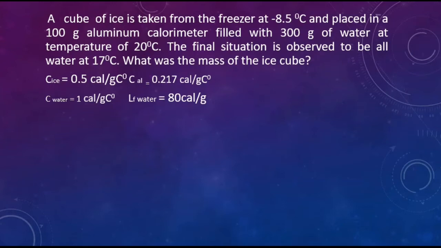Okay, let's have the next item. For the next item, it's stated as this one. A cube of ice is taken from the freezer at negative 8.5 degrees Celsius. So this time, it's not yet at its melting point. Then it is placed in a 100-gram aluminum calorimeter filled with 300 grams of water. So look at the units, it's now in gram. At a temperature of 20 degrees Celsius. The final situation is observed to be all water at 17 degrees Celsius. So all ice has melted. What was the mass of the ice cube?